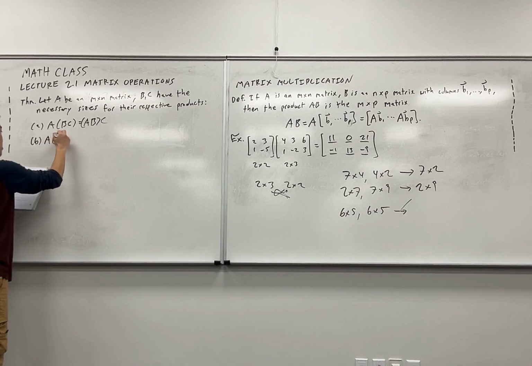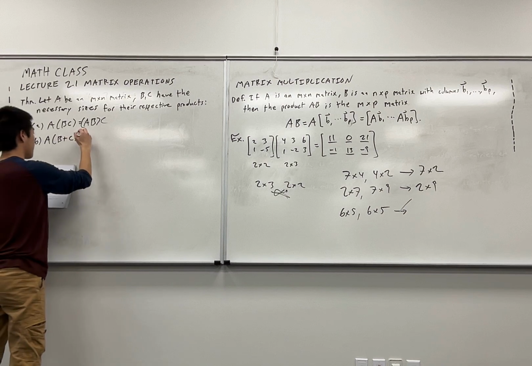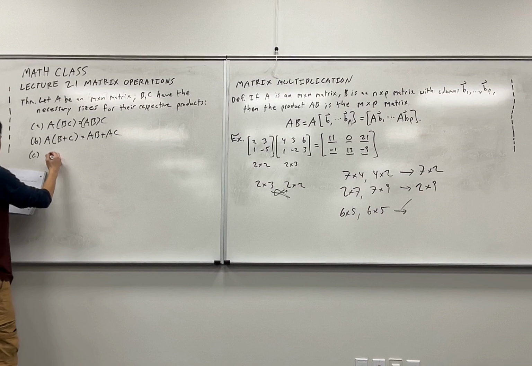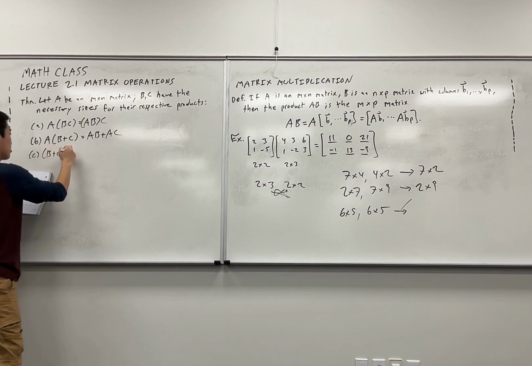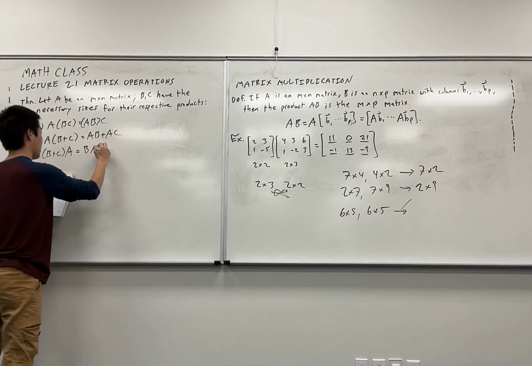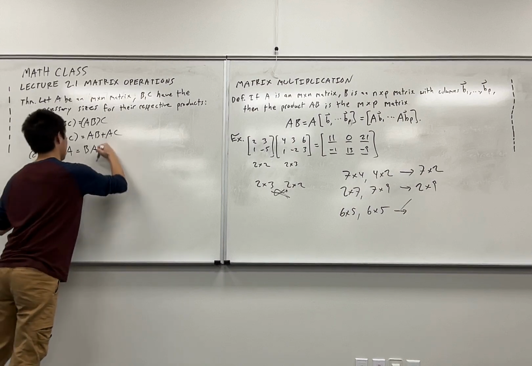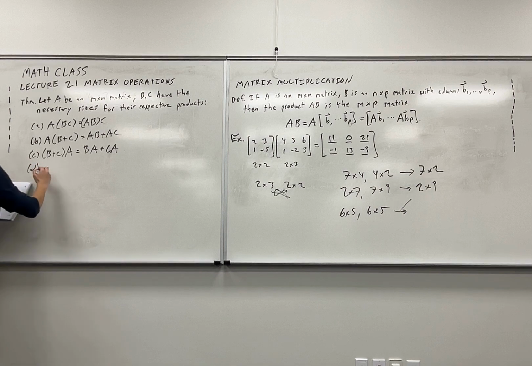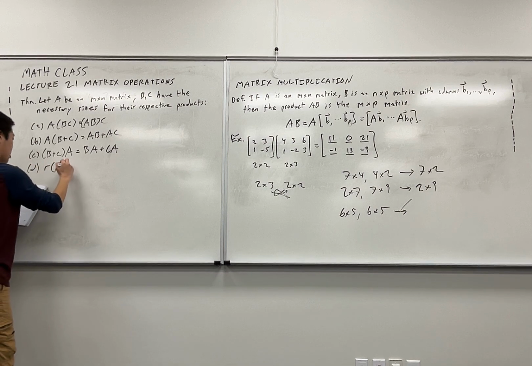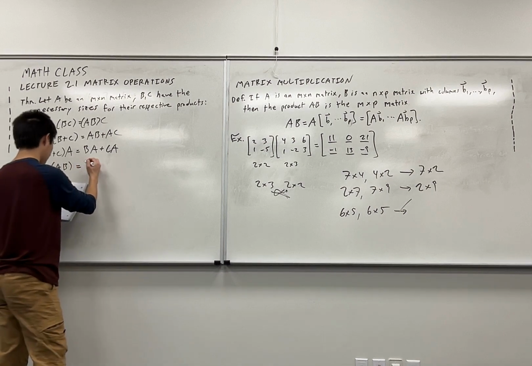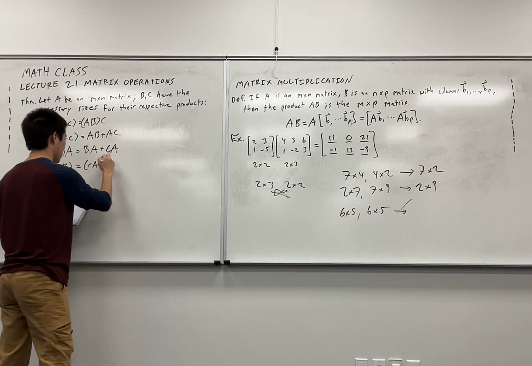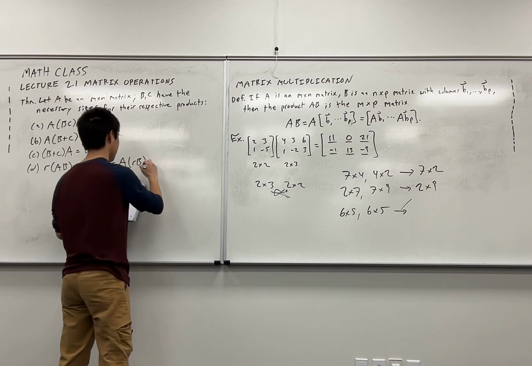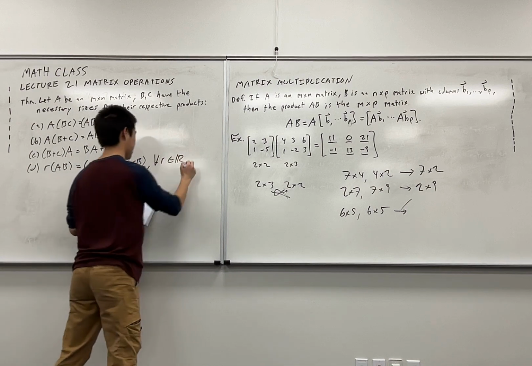I can distribute, so A times (B plus C) is AB plus AC. I can also distribute on the other side, so I could have (B plus C) with A over here, and then I could do BA plus CA. I could also use a scalar here, so I could take r and scale this product, and then do either rAB, or take r out here and do A times rB. And that's true for any scalar that I choose.